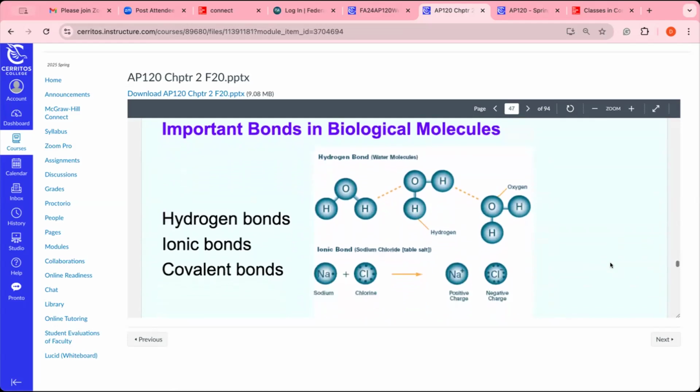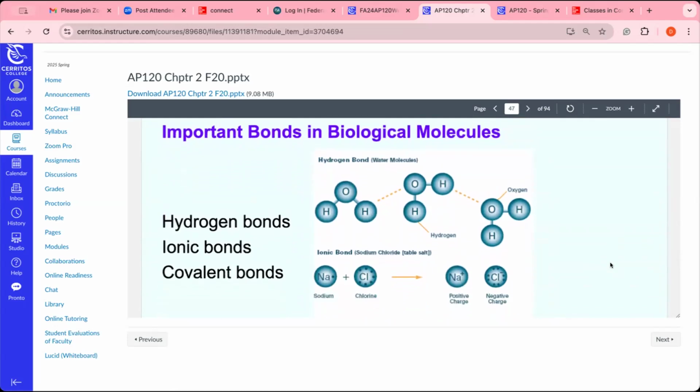Important bonds in biological molecules: hydrogen bonds, ionic bonds, and covalent bonds. Now, these are the 3 ways that you can bond. There are more, but these are the 3 basic ways that molecules come together and attach themselves to other molecules: hydrogen bonds, ionic bonds, and covalent bonds.